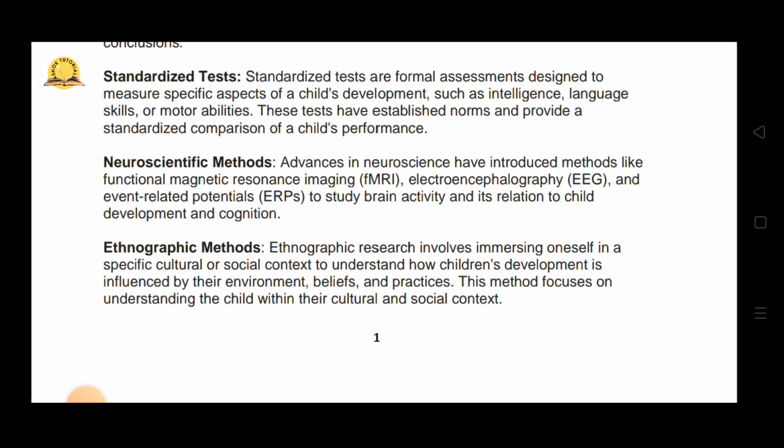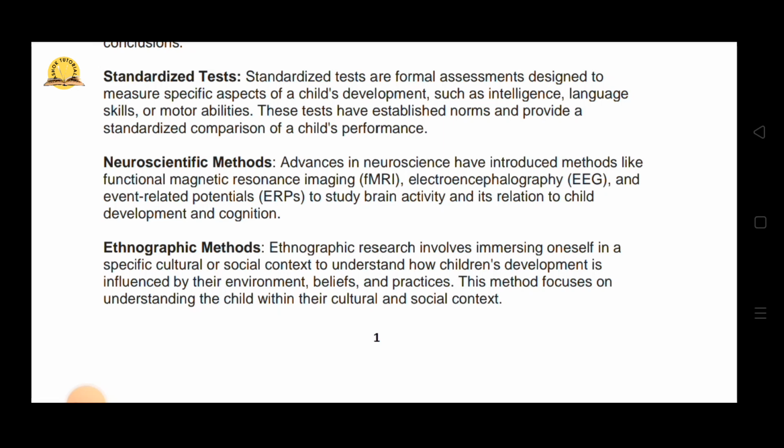So when we carry out a standardized test, we are doing a formal assessment of the child, all right? And what are the areas in which we are doing the assessment? That is like the intelligence of the child, the language skills of the child, the motor abilities or the motor skills of the child. So these are the areas or domains in which a child is being studied under a standardized test, all right?